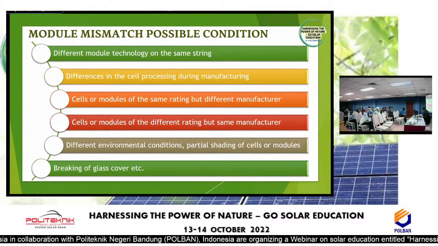Cells or modules of different rating, but same manufacturer. Different environment conditions, partially shaded cell or module. And sometimes it is caused by the breaking of the glass cover. So these are some situations of how module mismatch can happen in our system.